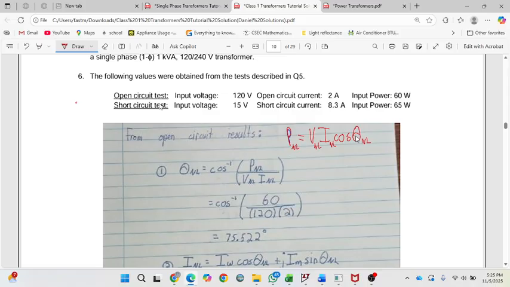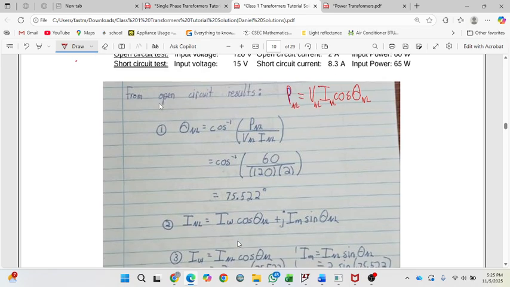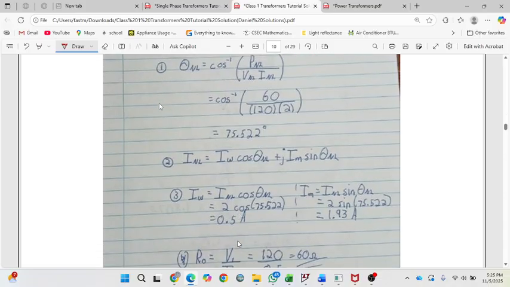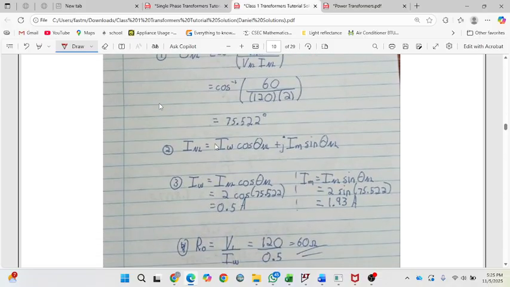So you calculate your theta no load, plug in the values for P, V, and I straight from the question, and you calculate the angle. From the angle you can get the IW and the IM. This is just the general equation for it. You really have to memorize this.